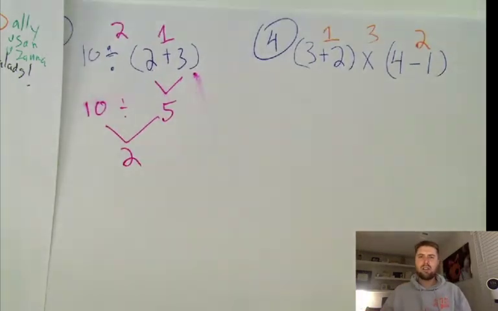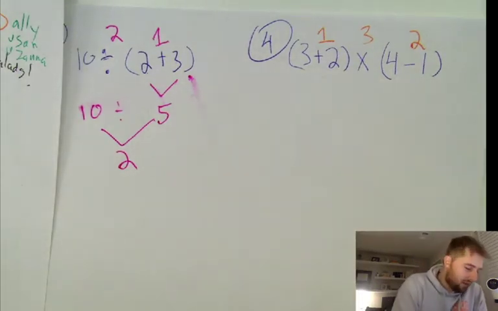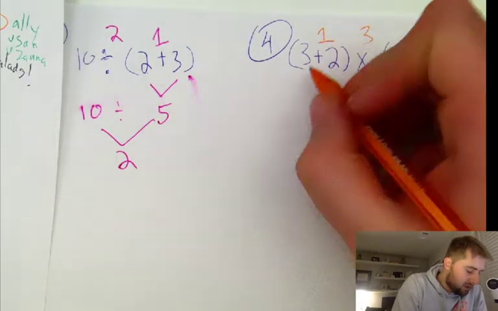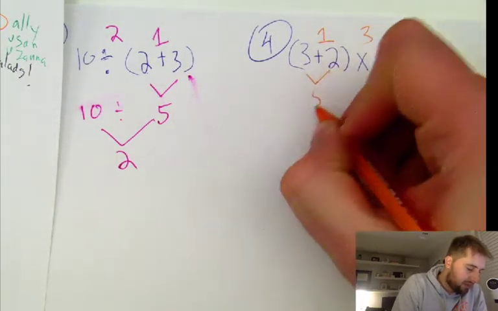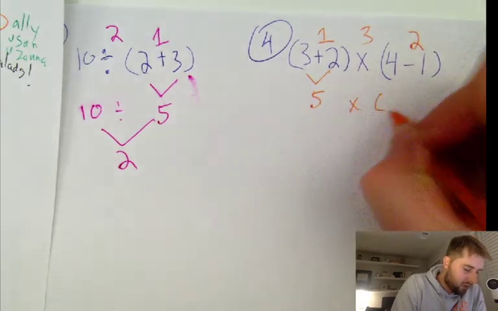Did you label yours the same way? If not, pause it here, label them again, and check to see if you got the same answer we're about to get. All right, so first we're going to do 3 plus 2. 3 plus 2 is 5. Then we have 5 times 4 minus 1.